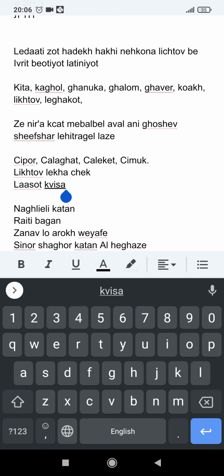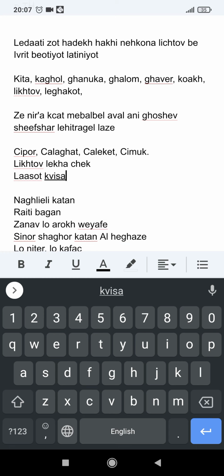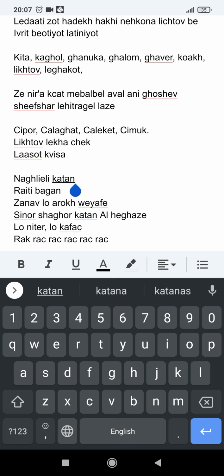Now here's some more letters. You see, even I pronounce the word with a V. It's supposed to be with a W, but there is also a cultural aspect.